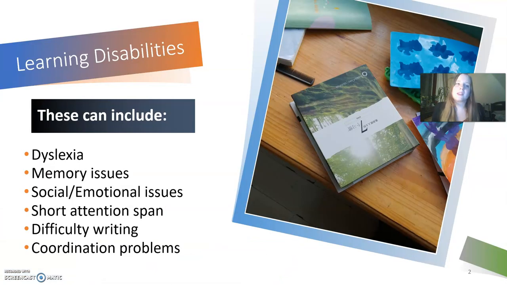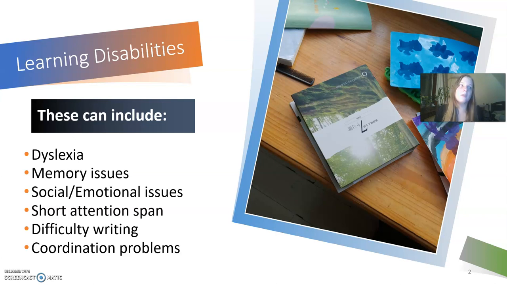So we're going to be focusing first on learning disabilities, things like dyslexia, loss of memory, social emotional issues, which could lead to a short attention span, difficulty with writing, or even coordination problems. So dyslexia, as many of you probably already know, is a disorder in which some letters might not work. They don't work, honestly. Things might flip in a child's brain, they might be written backwards, they just don't make sense. It's really hard for these kids.